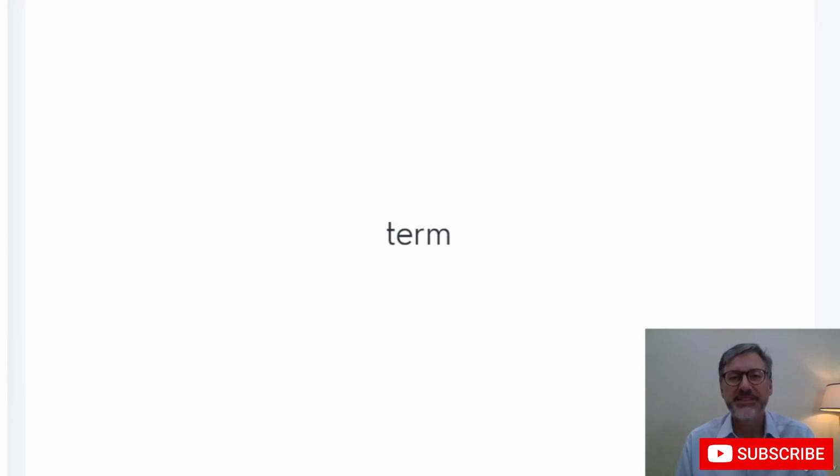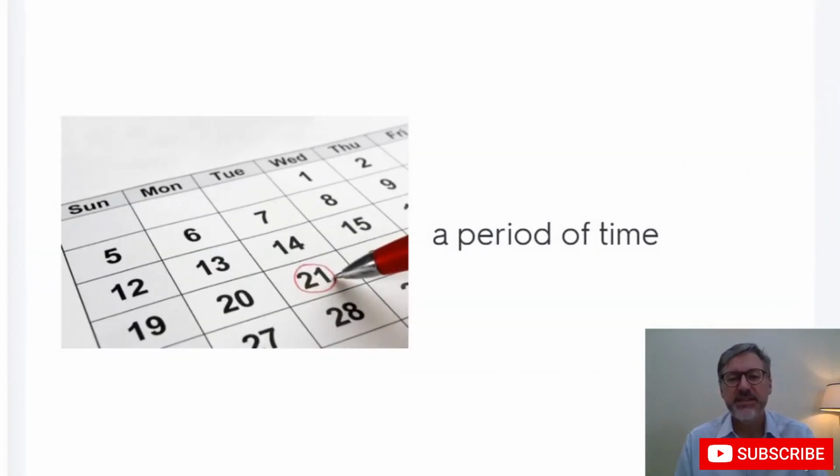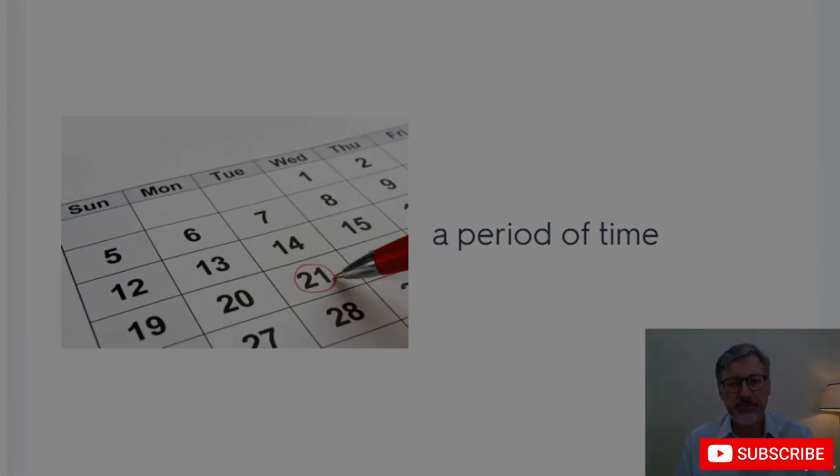Term. In business, term is a period of time. Is this a short-term business? A business open for a short time? Or a long-term business, like a corporation, opened for a long time?